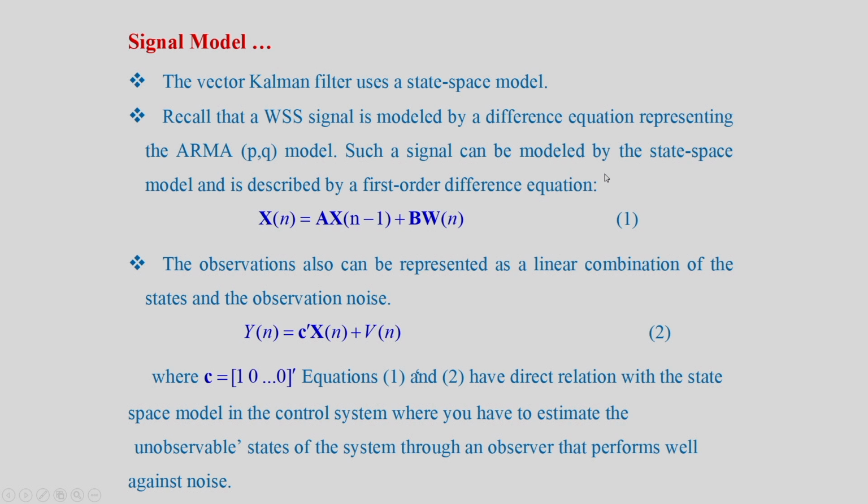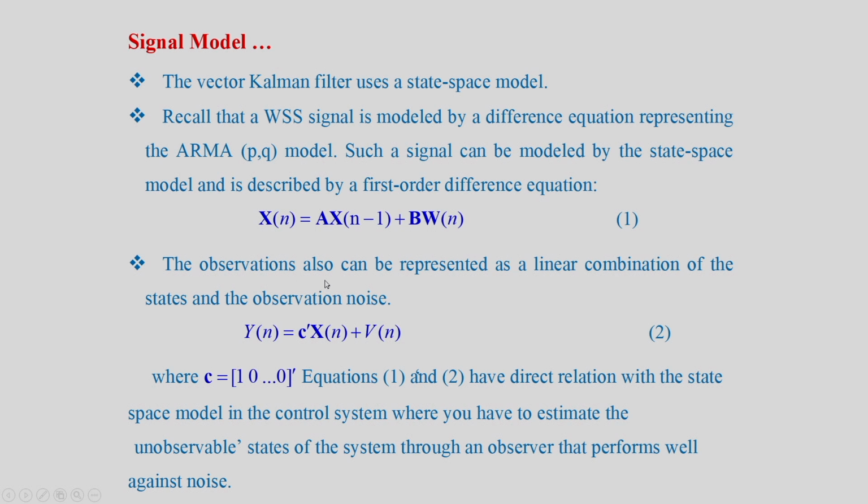Such a signal can be modeled by the state space model and is described in terms of a first order difference equation. Suppose in ARMA(p,q) it was a pth order difference equation, now it will be converted into a first order difference equation in terms of matrices. So, this is the x[n] vector is equal to A times x[n-1] vector plus b times w[n]. So, this is the state space model.